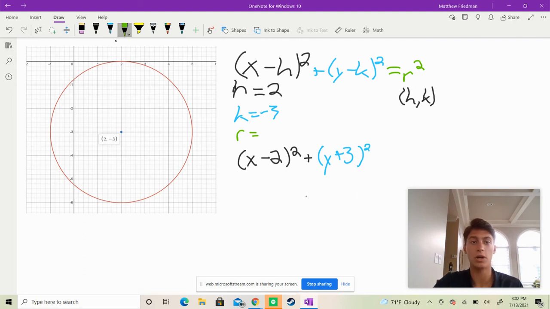But now we need to know r. R is the radius of the circle. From the center to the outside, that's the radius. The radius of this circle is 3, so we say equals 3 squared, or we can just write 9. This equation is now the final equation that we use to get a circle. If we were to plug that into a graphing calculator, we would get this exact circle as the graph. So now let's take a look at some common SAT problems involving these circles.